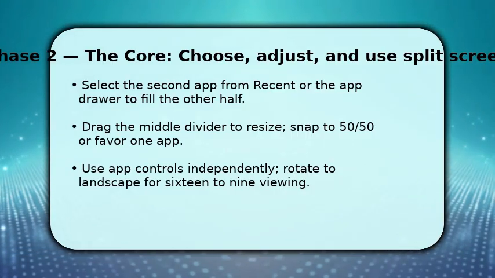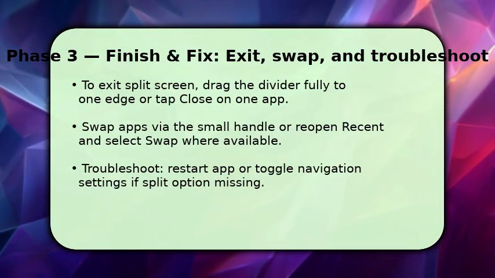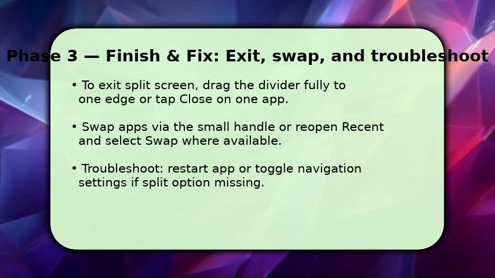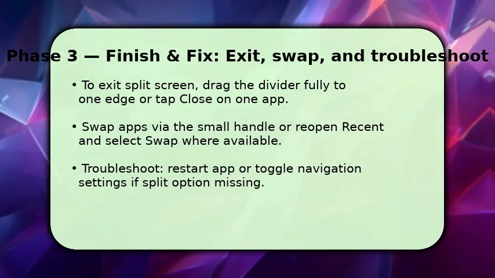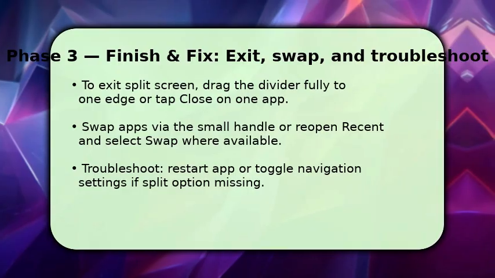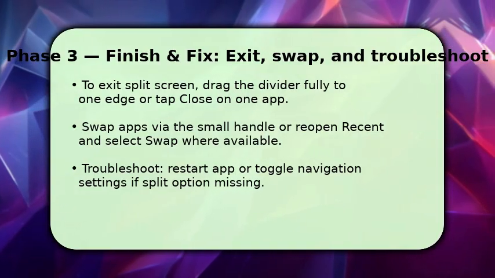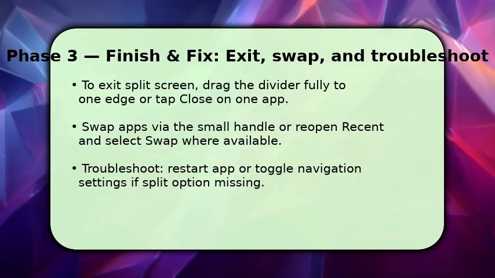To finish, drag the middle divider all the way to one side to close one app and return to single app mode. Alternatively, use the close control on a pane. You can also swap apps quickly with the handle or reopen recent and choose swap when available.